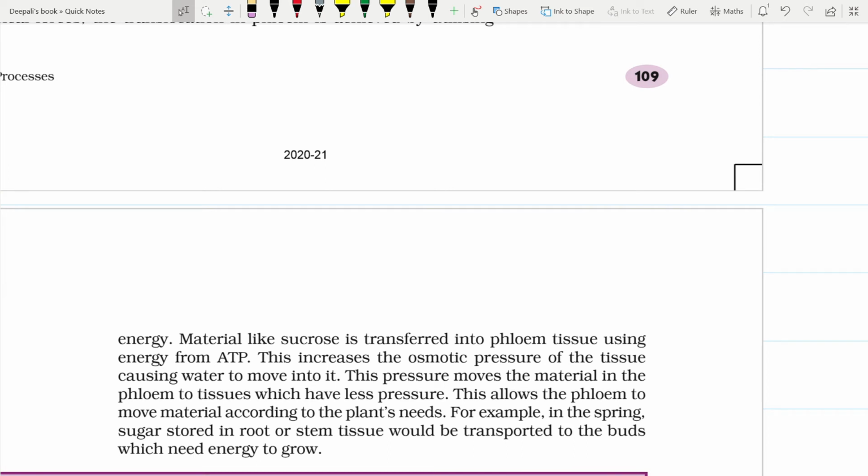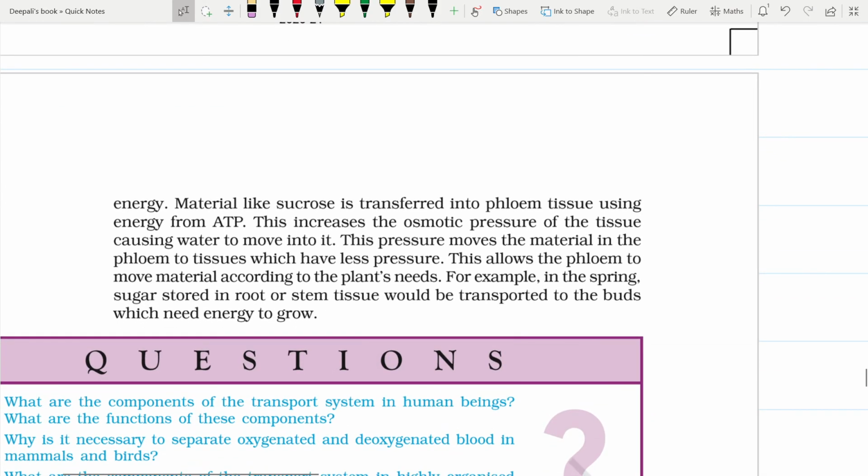Materials like sucrose are transferred into phloem tissue using energy from ATP. This increases the osmotic pressure of the tissues, causing water to move into it. This pressure moves the material in the phloem to the tissue which has less pressure. This allows the phloem to move material according to the plant's needs. For example, in spring, sugar stored in roots or stem tissue will be transported to the buds, which need energy to grow. So, according to the requirement and from the energy of the ATP, it works like an active transport.